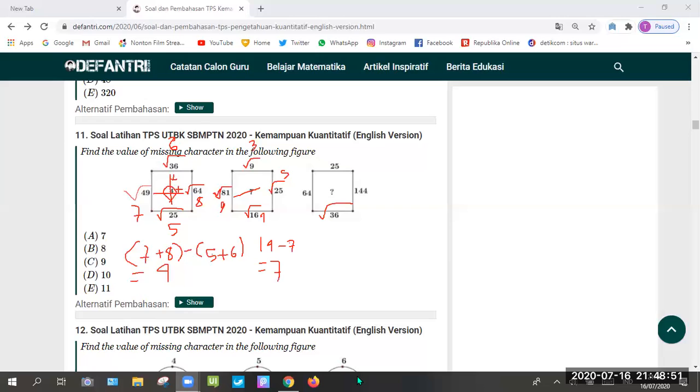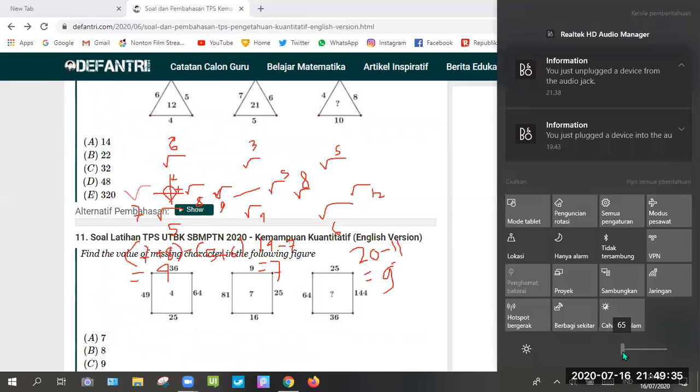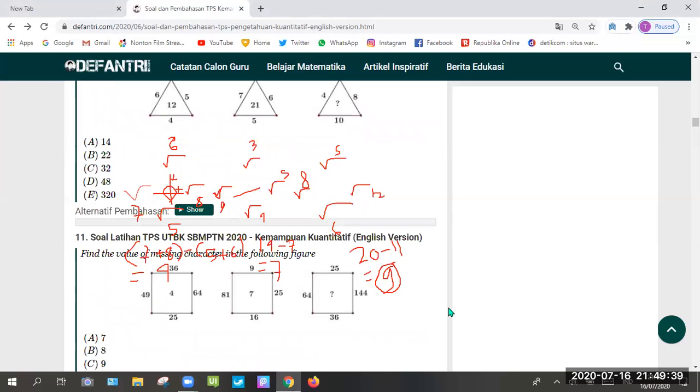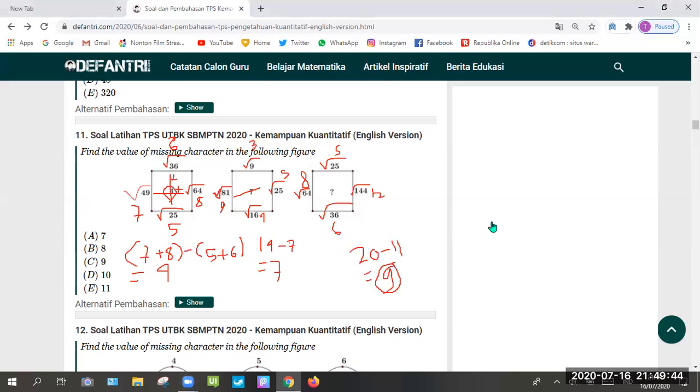Okay, so this is 6. This is 12. This is 5. This is 8. And this is 20. You know why it's 20, right? 20 minus 11, and it's 9. Very, very easy. Wait, go down. Okay, cool. I guess it's 9.